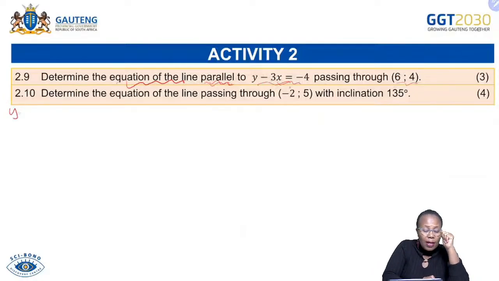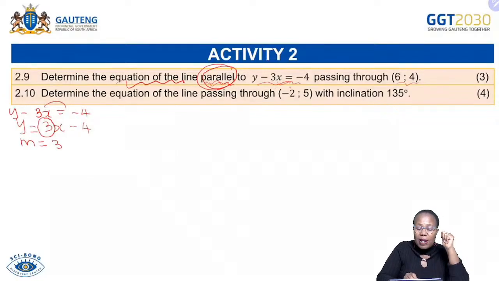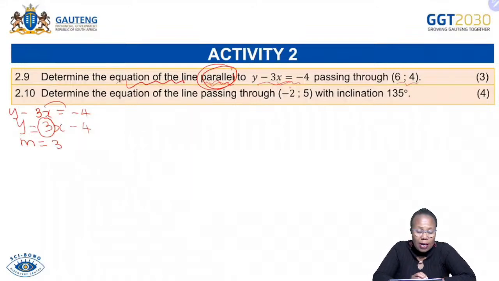We are given y minus 3x is equal to -4. And then this will be y transposed in the standard form, mx plus c. It will be 3x minus 4. Happy now, we can identify the gradient is equal to 3. Remember, when you have parallel lines, the gradients are exactly equal. Therefore, this gradient will also be the gradient for that particular line, which is passing through (6, 4).